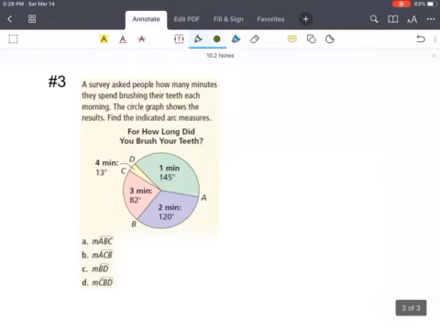Number 3 is looking at a survey where it asks people how many minutes they spend brushing their teeth each morning. The circle graph shows the results. Find the indicated arc measures.